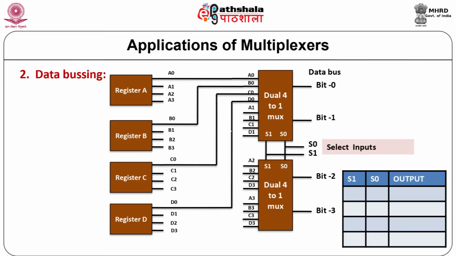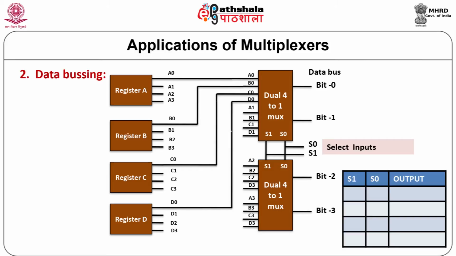Let us now consider the construction of this data busing structure. We are considering 4 registers, namely A, B, C and D. Each one of them is providing 4 bit output, which are labeled as A0, A1, A2, A3. The same thing is true for B, B0, B1, B2, B3 and so on. To get bus structure, we must use dual 4 to 1 multiplexer for all these applications.